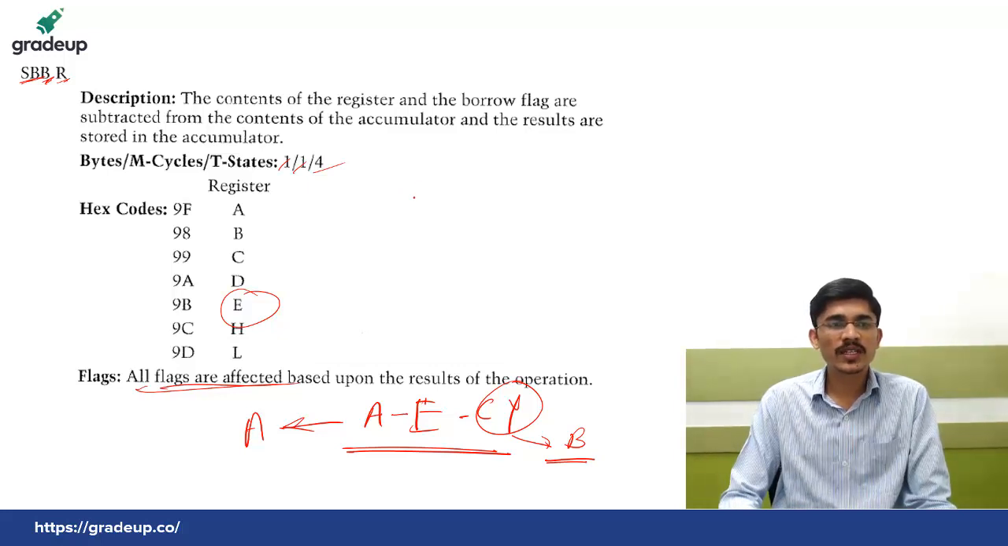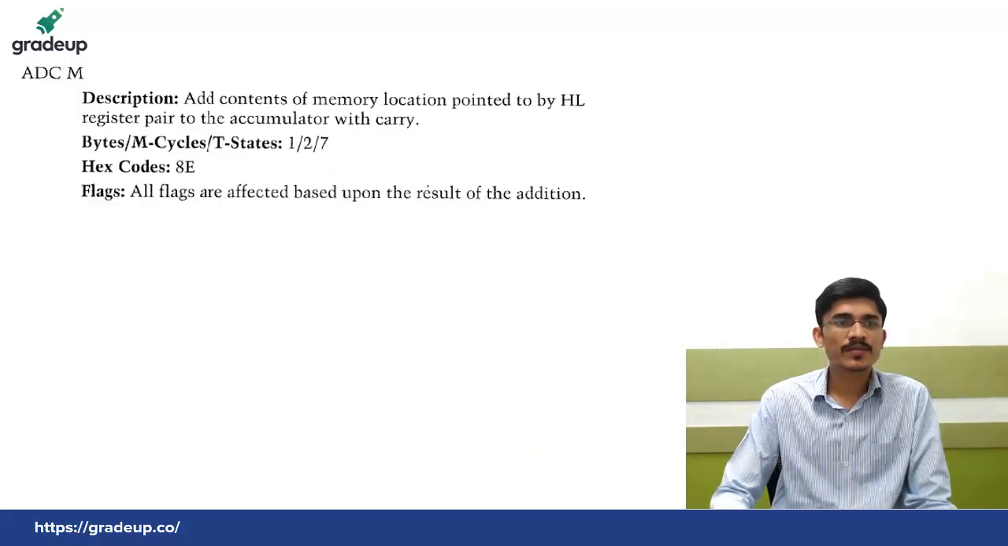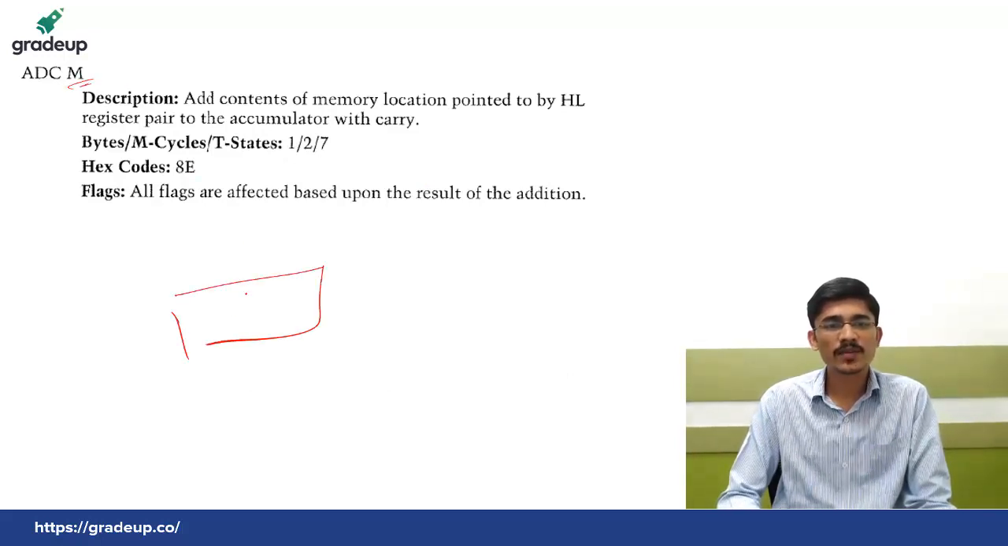So let's move to the next instruction, which is ADC M. What does it mean? I have told you M is nothing but the memory location pointed to by the HL pair. Suppose it is 4050.